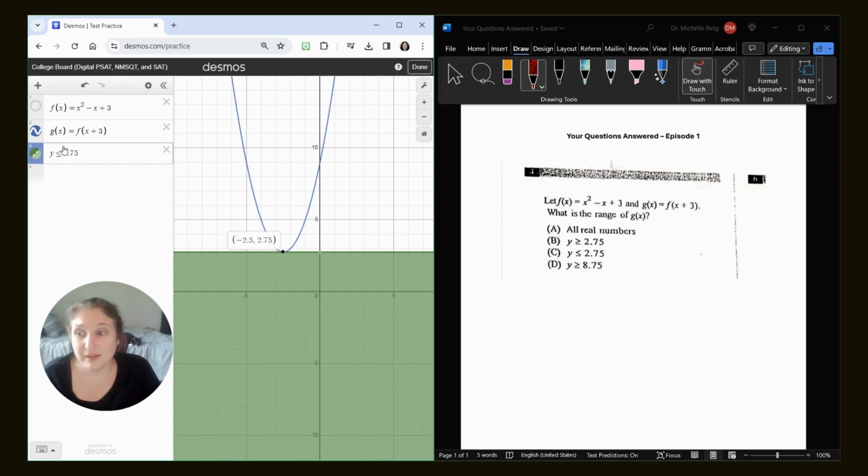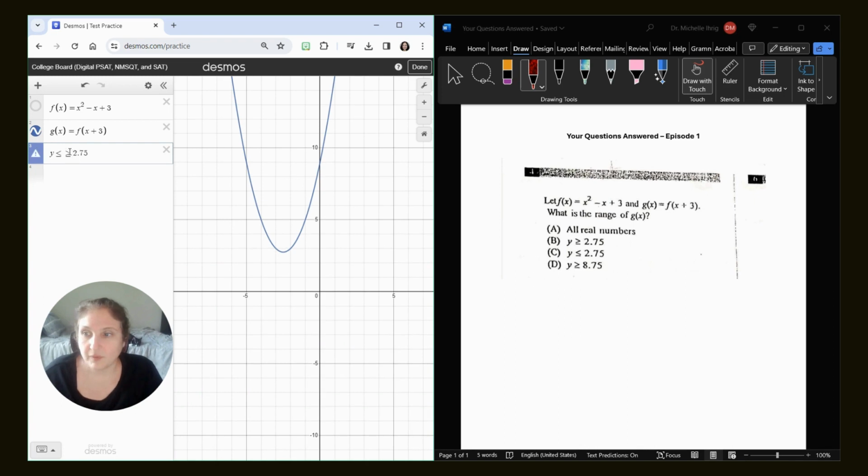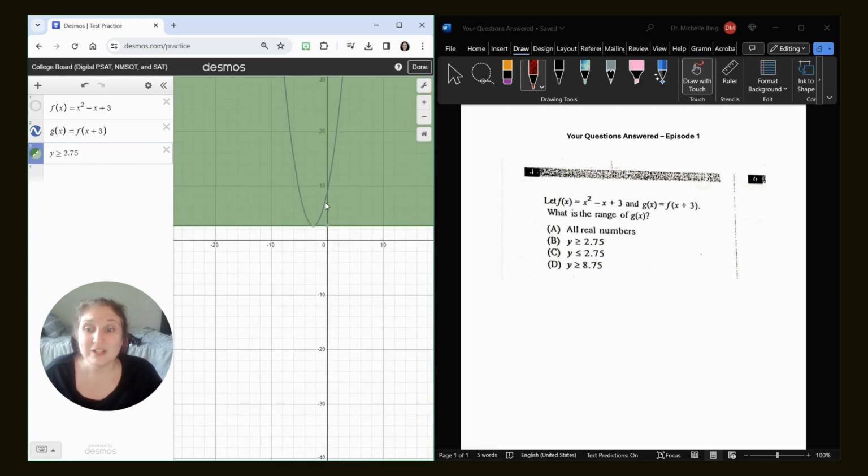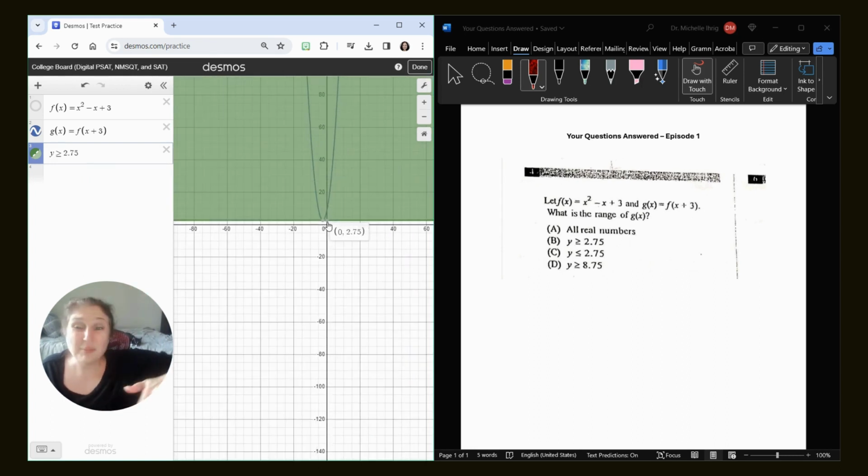Let's look at letter B, which is the correct answer. Look at this. No matter how much I scroll out, the parabola fits perfectly inside the green area, which means that letter B is the correct answer.